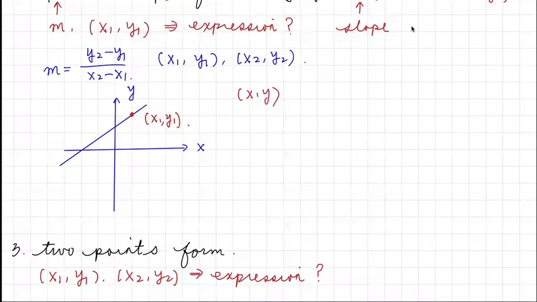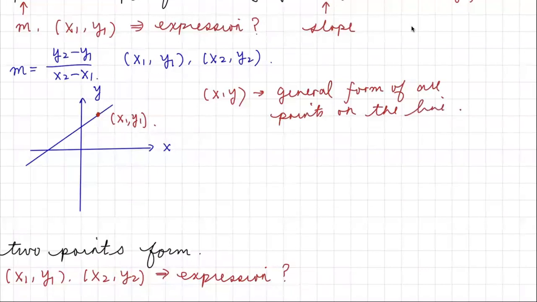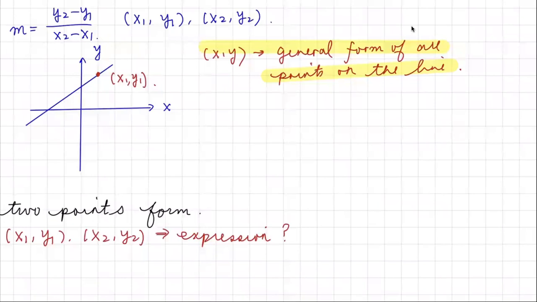So xy here is a general form of all points on the straight line. I think this is what most people feel confused about. So we use xy as the general form to represent all points on the line. And now we apply the slope formula.